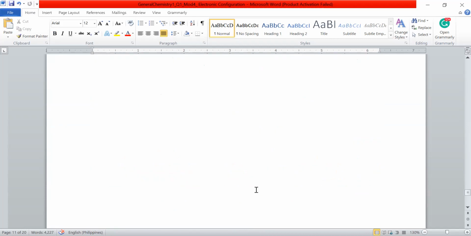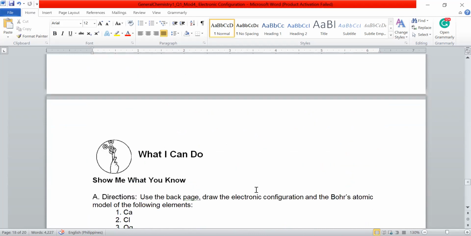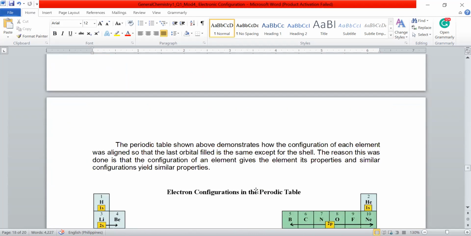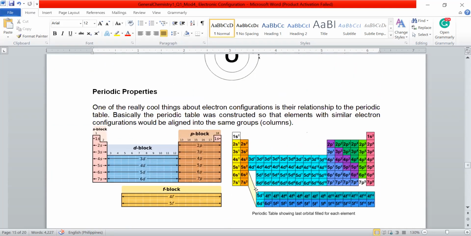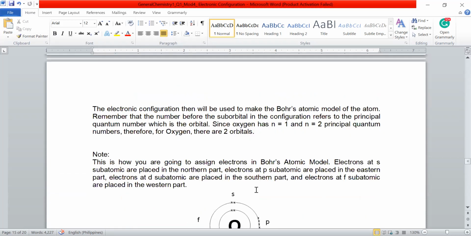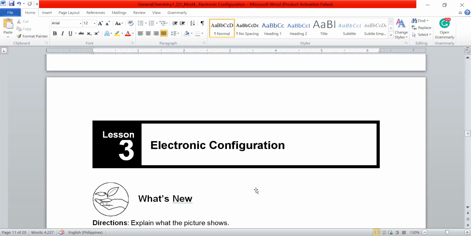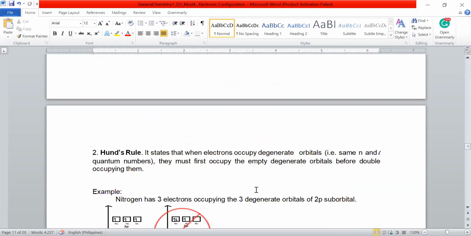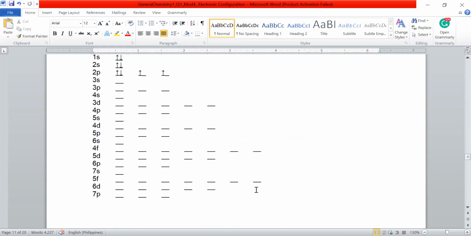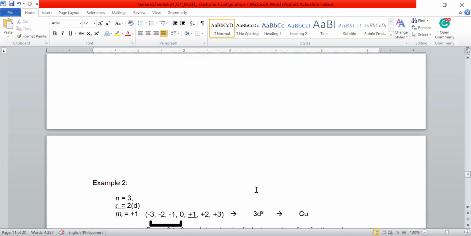Last question, ma'am. Sure. Please explain example 3 at the back of the Bohr's atomic model, the electronic configuration in lesson 3. We can identify the atom given the quantum numbers of its last electron. Okay, wait lang. Example 3.